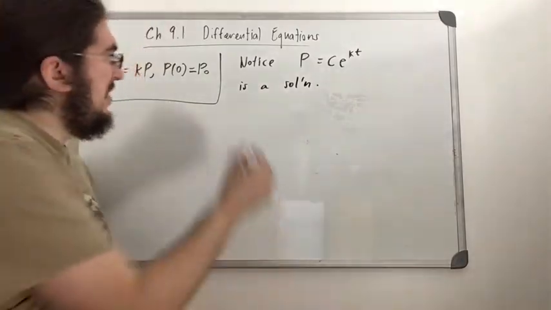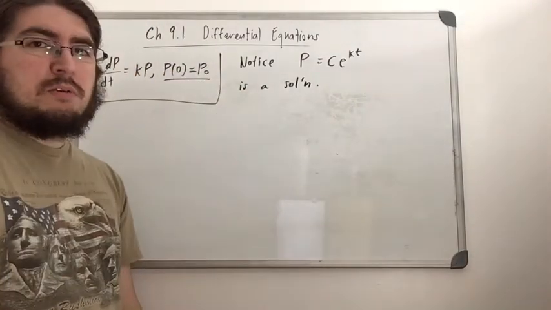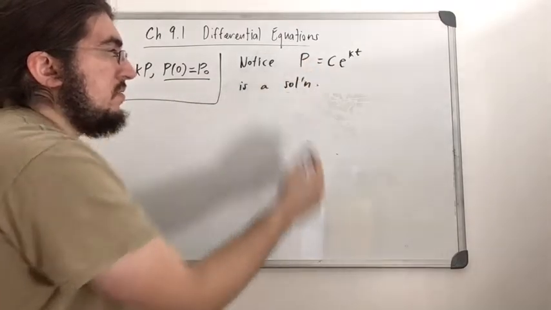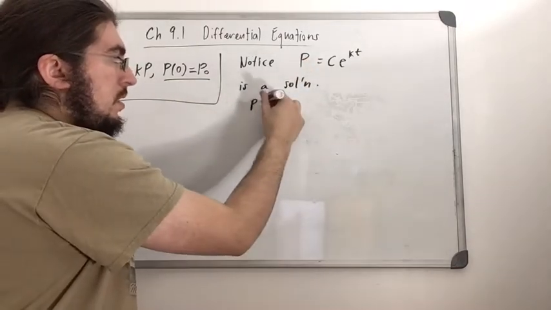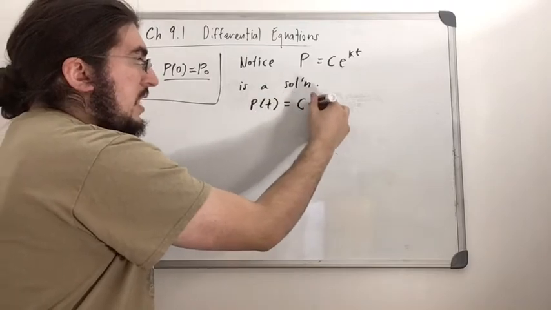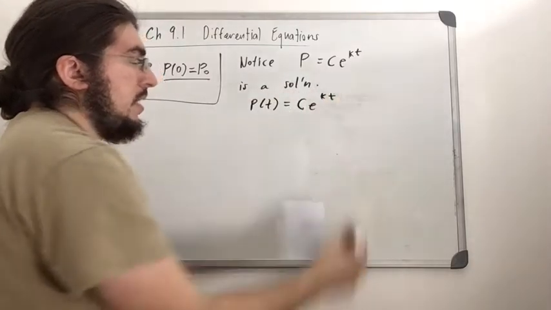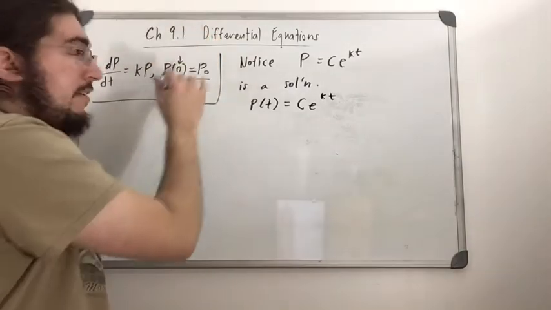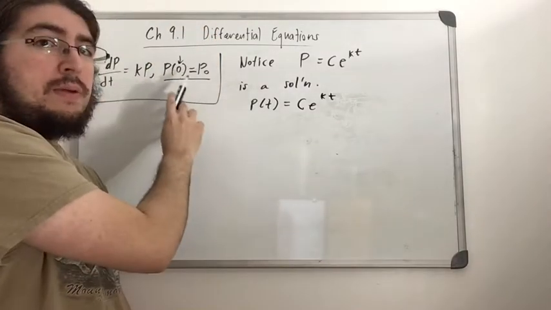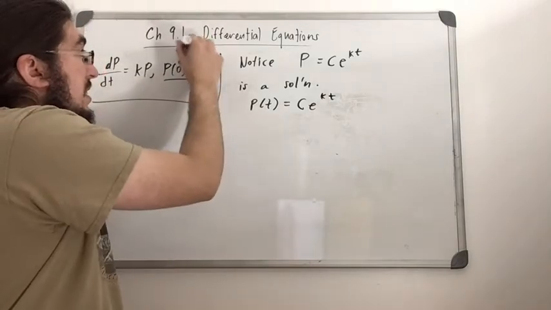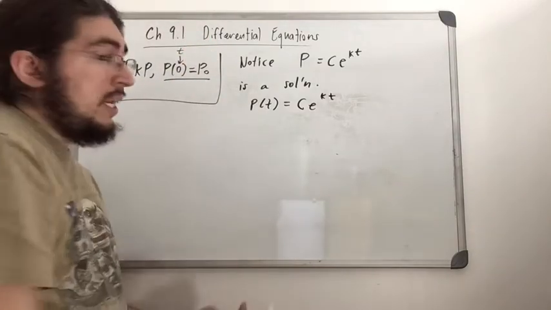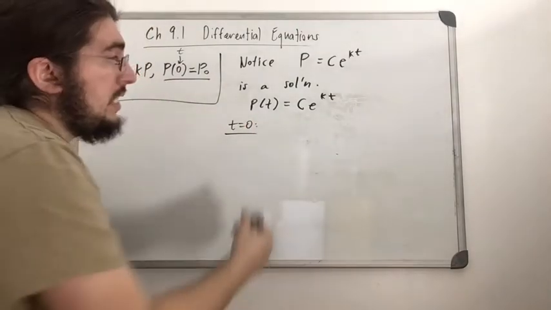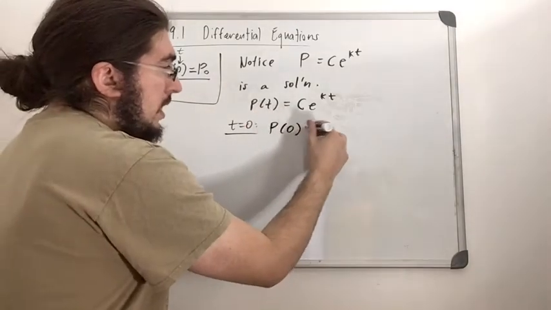But we still haven't considered the initial condition, P of 0 is equal to P naught. Now remember that P is a function of t. So we have P of t is equal to C e to the kt. Also, P of 0 means this is a t value. So what we're going to do now is let t equal 0, and we're going to see what happens. When you let t equal 0, you get P of 0 is equal to C e to the k times 0.